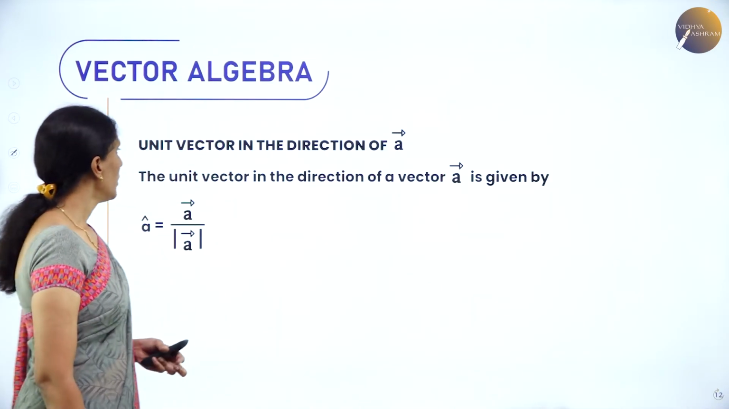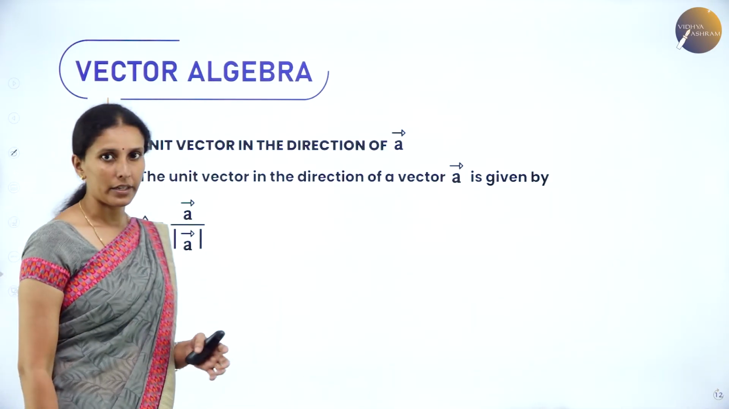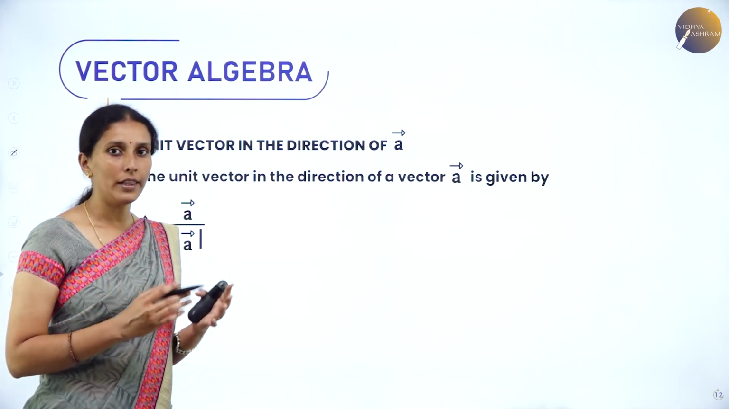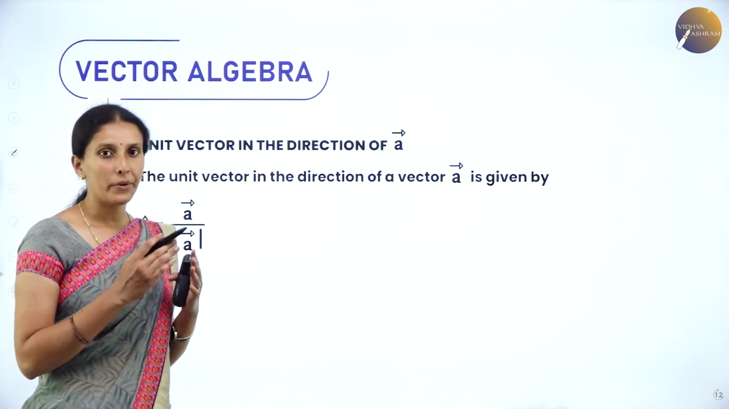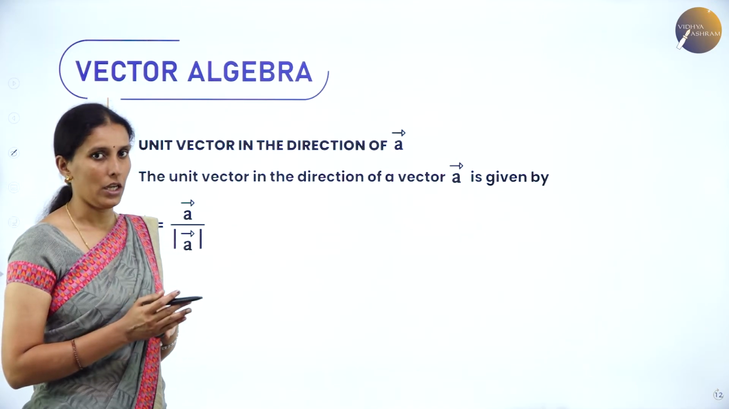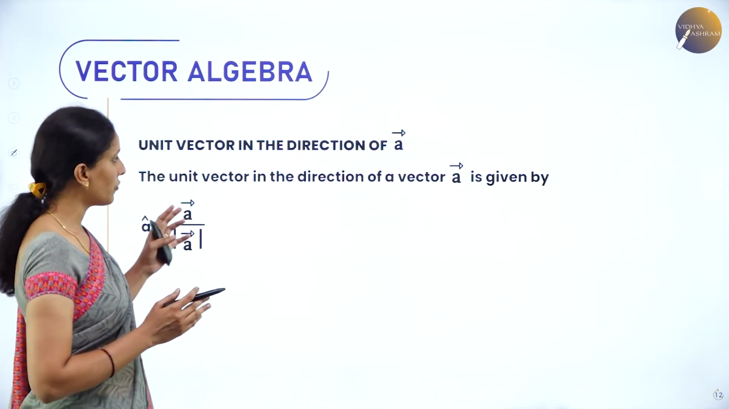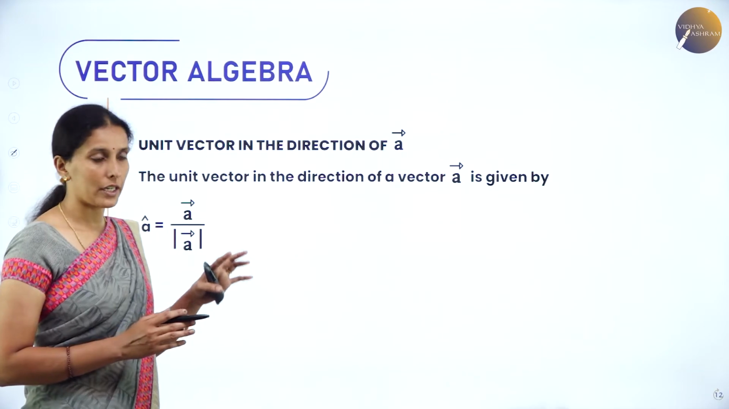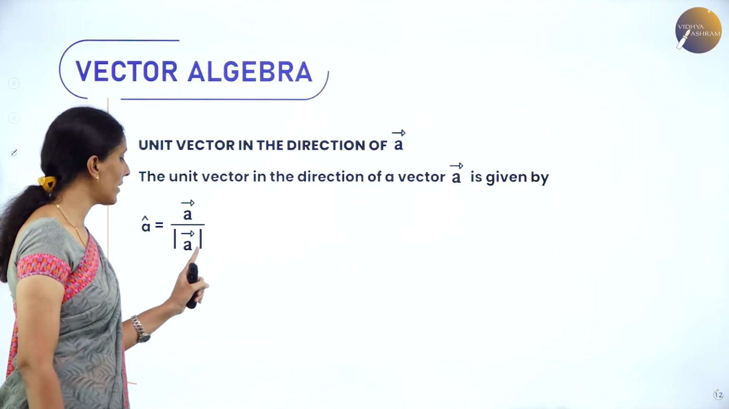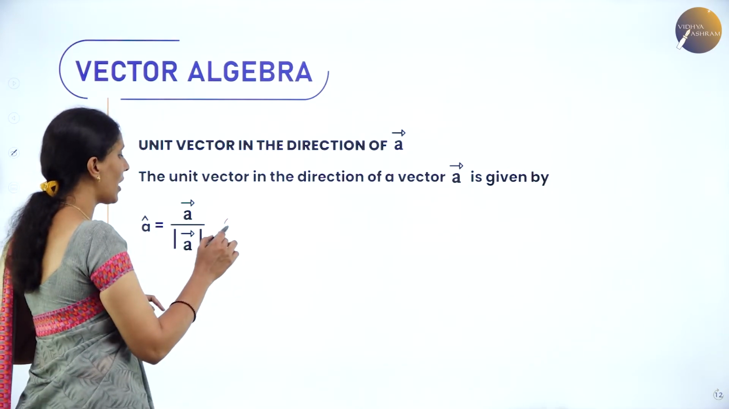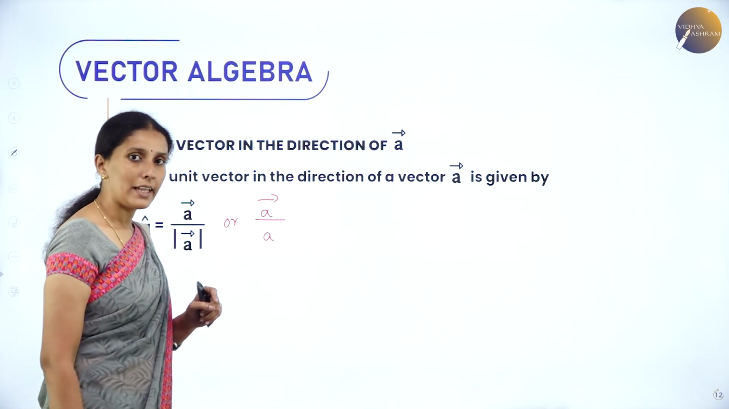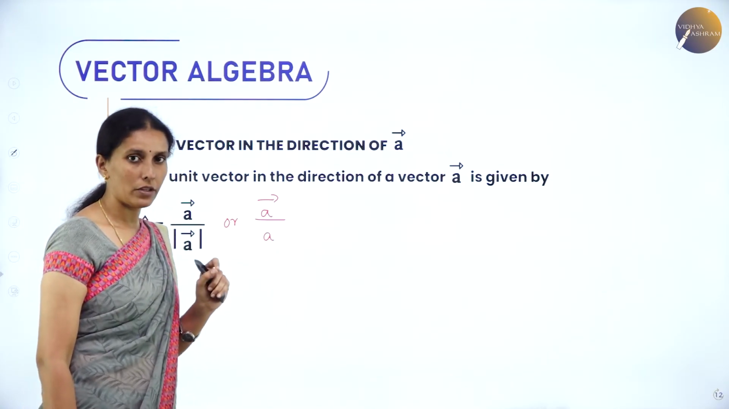So next we have unit vector in the direction of vector A. I already said, when you take all the cosine angles in the component form of a vector, you will get a unit vector in the direction of vector A. So we have a simple formula to find the unit vector in the direction of vector A, that is A cap is equal to vector A divided by magnitude of the given vector, or we can also write it as A vector divided by A. A represents again the magnitude of the vector, that is the length of the vector.